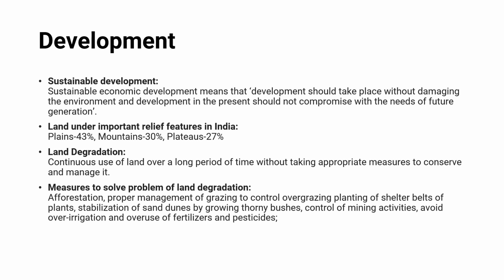Now, what is land degradation? Continuous use of land over a long period of time without taking appropriate measures to conserve and manage it is known as land degradation. So, what are the measures to solve the problem of land degradation? Afforestation, proper management of grazing to control overgrazing, planting of shelter belts of plants, stabilization of sand dunes by growing thorny bushes, control of mining activities, avoiding over irrigation, and overuse of fertilizers and pesticides.